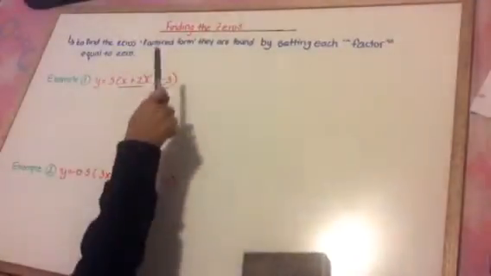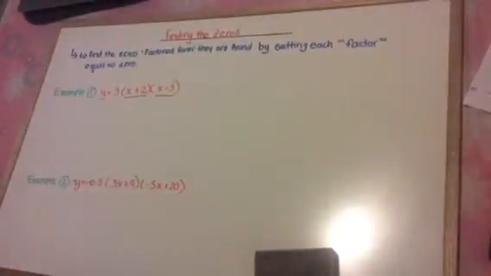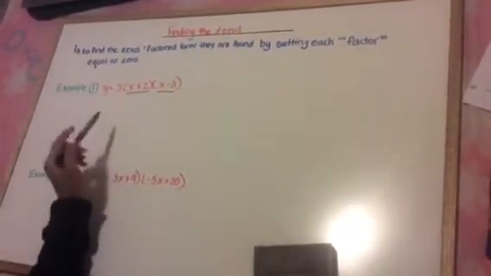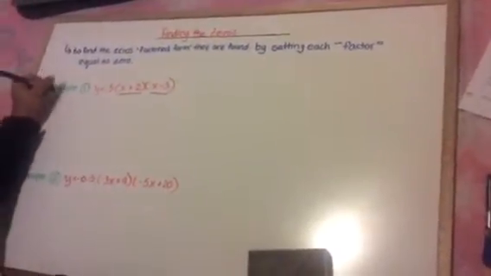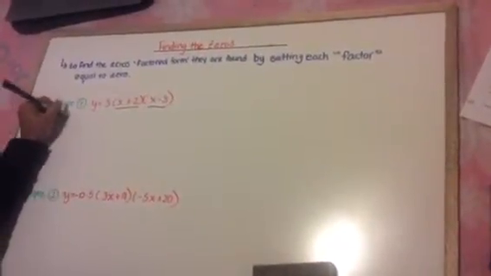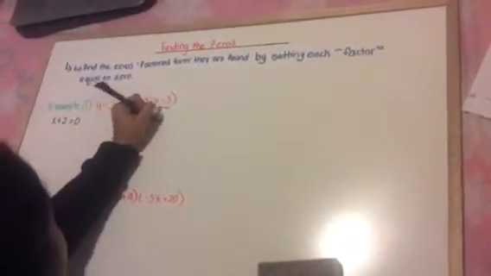We're learning about how to find the zeros in factored form. To find the zeros in factored form, they're found by setting each factor equal to 0. So you're going to be setting these two binomials to 0: x plus 2 equals 0 and x minus 3 equals 0.